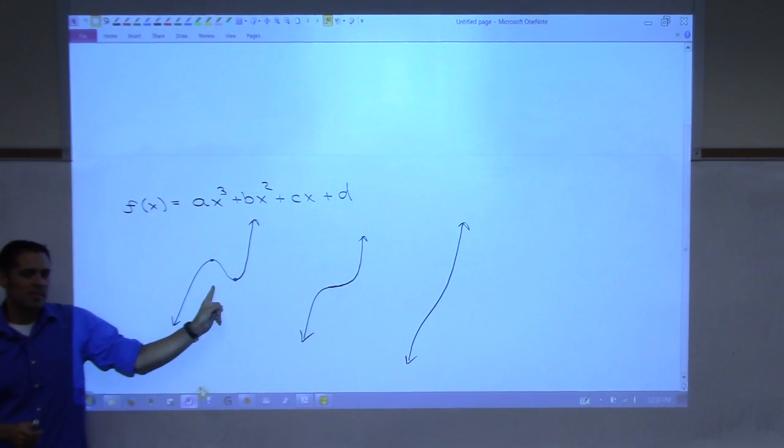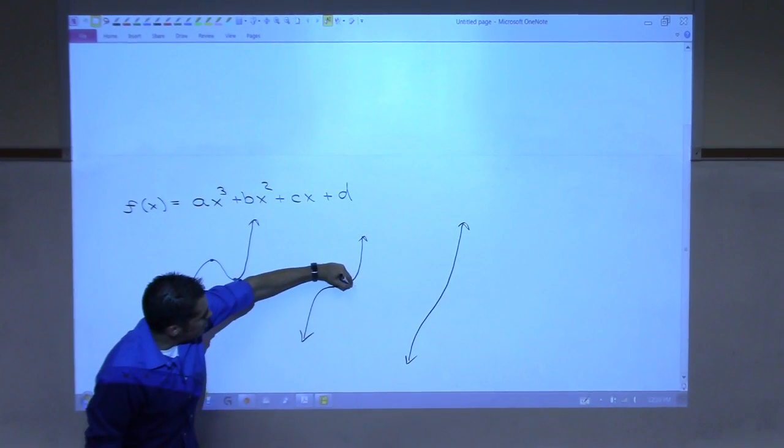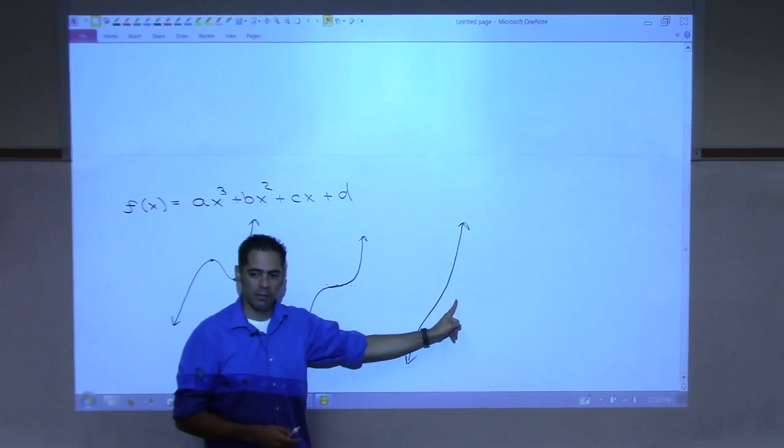So look, this is the case where you have 2 solutions. This is the case where you have 1. Look, the slope of the tangent line there is 0. And this is the case where you would have none.